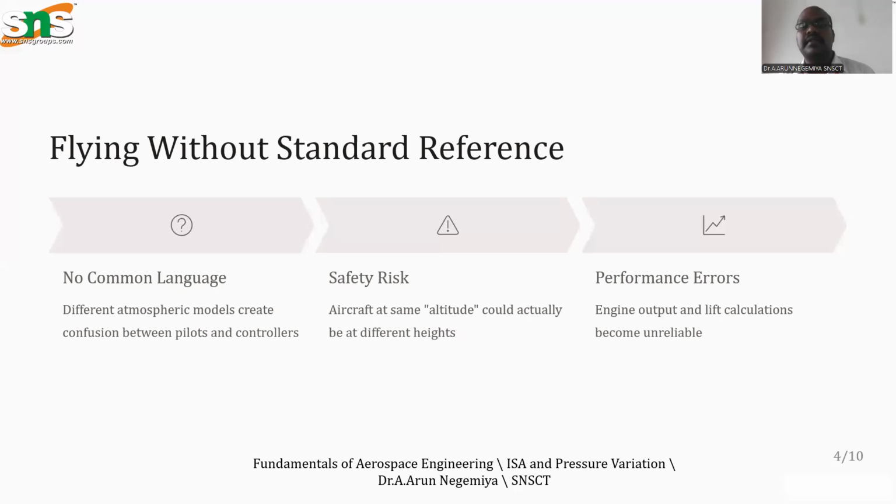In safety risks, the altitude will not be shown properly in the indicators. And next one is the performance error. In performance error, it will be miscalculated in the engine's performance.